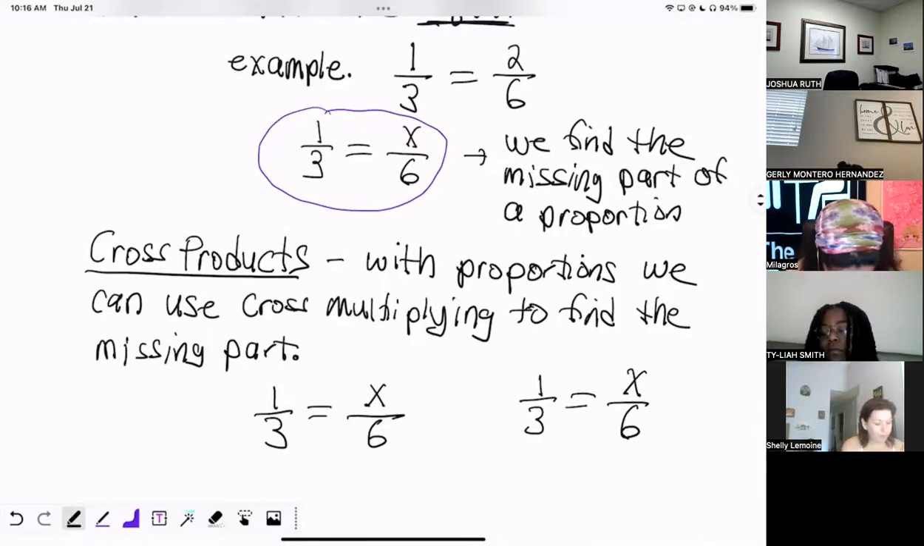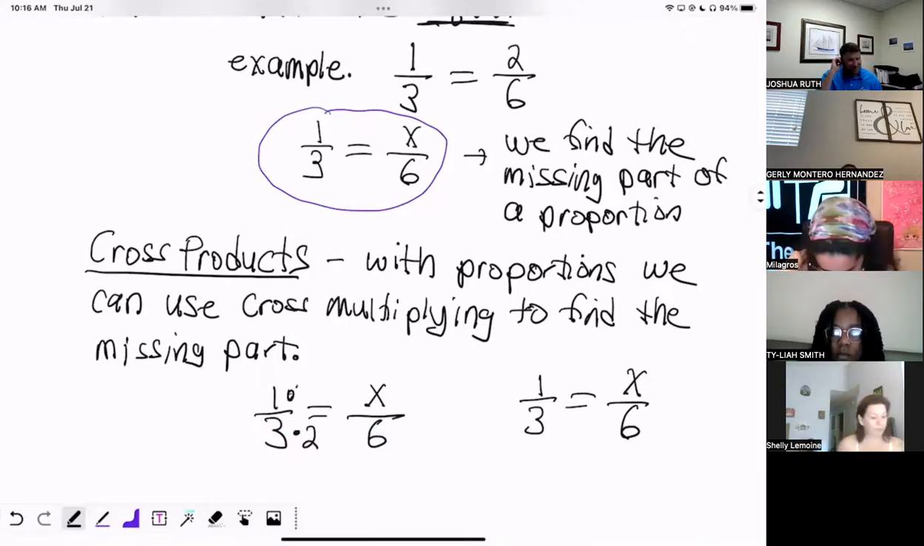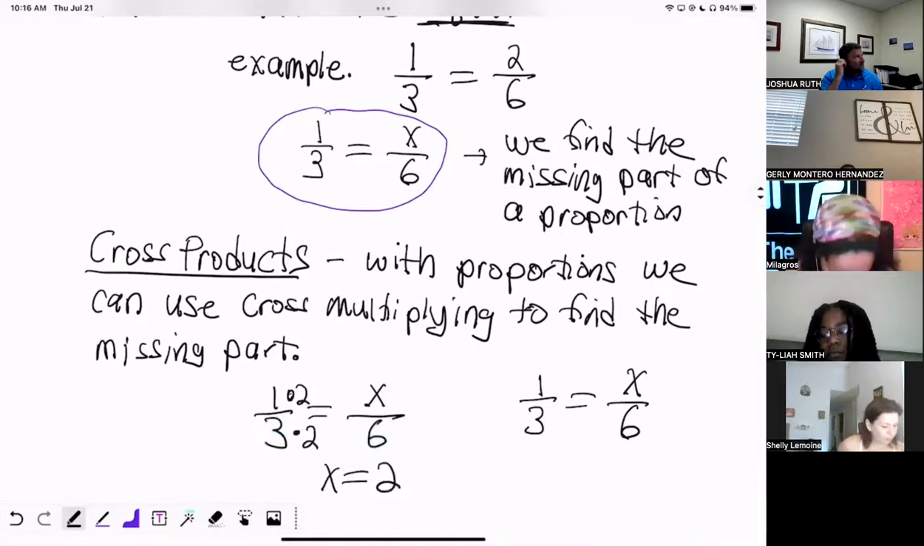The one thing I look out for with proportions is I look to see if I could just multiply. For instance, look at 3 and look at 6. What could I multiply 3 by to get 6? 2, right? So I multiply this by 2 to get 6, so I have to multiply this by 2. So I know x has to be 2. 1 times 2 is 2. Can I multiply one of my parts on one side by something to get the other side? We can use that to find our answer. That's one way. You can't use it all the time.